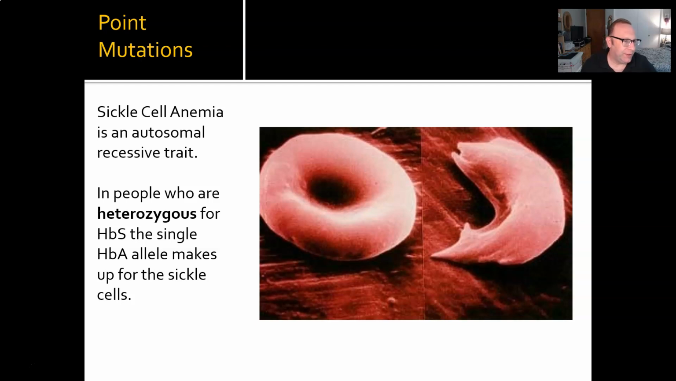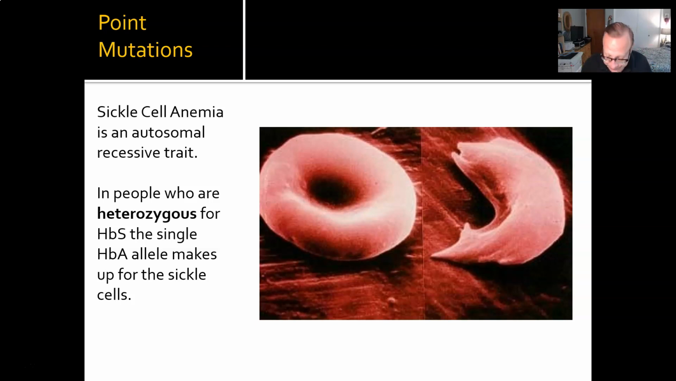Now, sickle cell anemia is a recessive trait. So you have to have 2 copies of it, like I said, to actually get sickle cell anemia. But if you are heterozygous, that is, you carry one normal copy of the HBA gene and one sickle cell copy, that would be the HBS gene, then you see no signs or symptoms of the disease. You go on your merry way, not even knowing necessarily that you carry this gene.